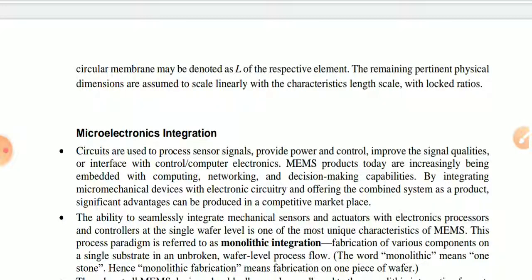Integration is not only about integrating; we also fabricate these devices in batch production. That means if you make many devices from one chip, the cost is automatically reduced. At the same time, many of them work in parallel, so the total system cost is also reduced. So that is another point about microelectronics: integrated microelectronics control devices.